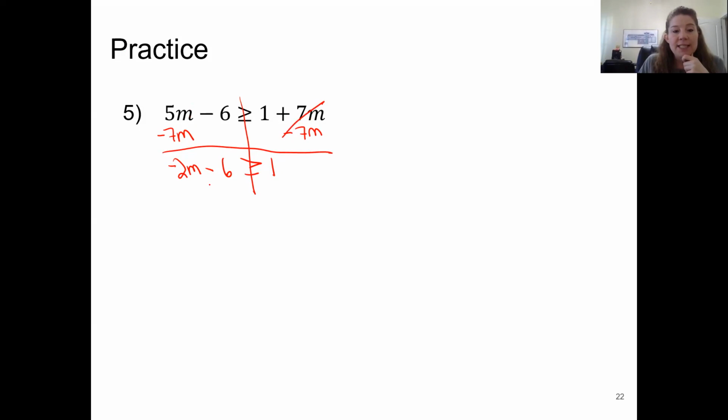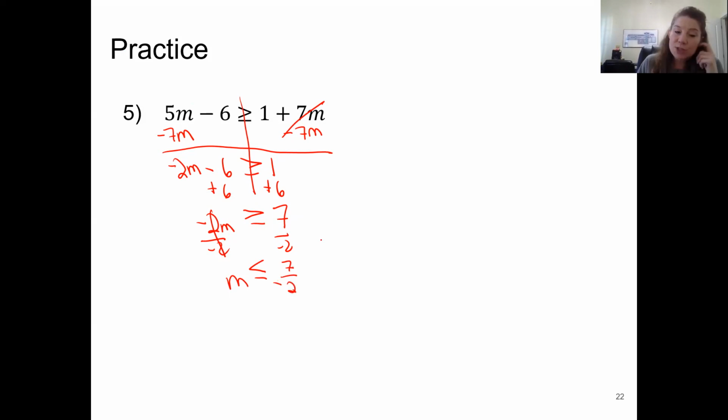So how do I get rid of -6? I'm going to add 6 to both sides. So then I have -2m is greater than or equal to 7. And then I'm going to divide both sides by -2. So m, I divided by a negative, I flip this and I get -7 halves, which is -3.5.